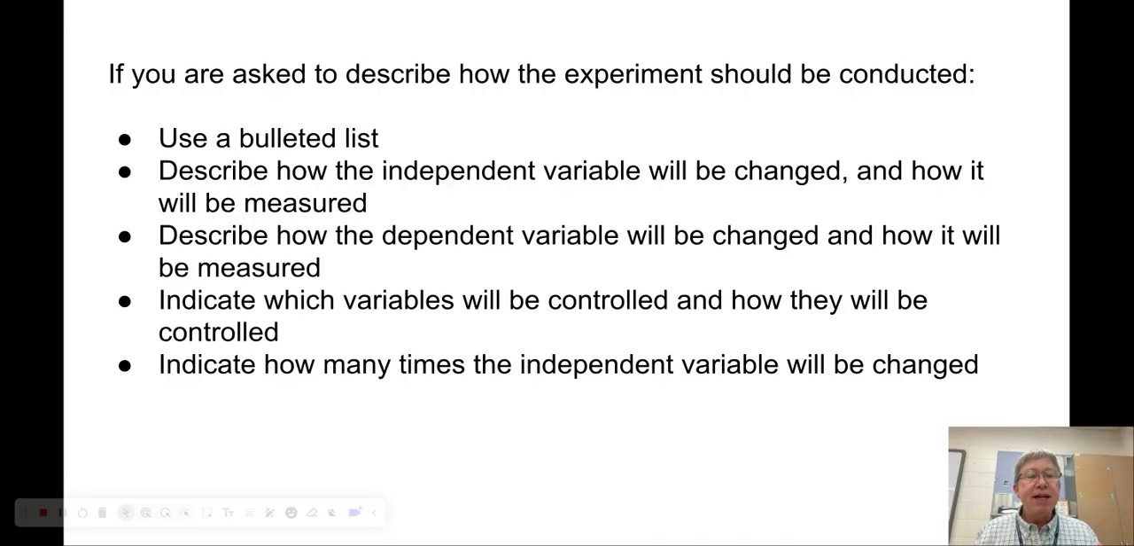Okay. Then you want to indicate which variables are going to be controlled. You know, what things are going to be kept constant so that they don't interfere with my acquiring the necessary data. And then you want to indicate how many times you're going to change your independent variable and then check in on your dependent variable. That's all you got to do, okay?